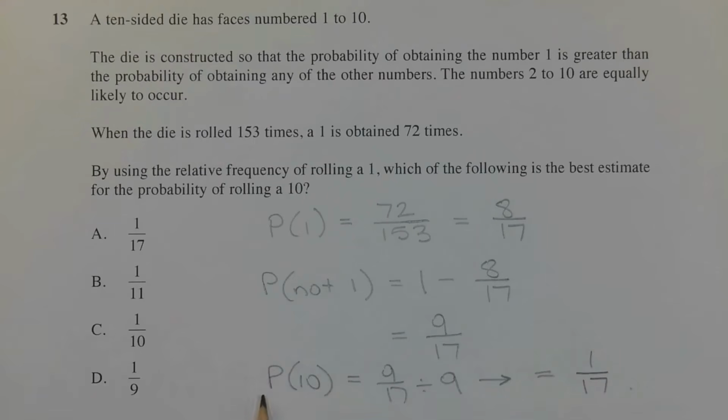So the probability of rolling a 10, which is equal to the probability of rolling a 9, an 8, a 7, and so on, is 9 over 17, because that's the sum of the probabilities of all those outcomes other than 1. Dividing that by 9, we get 1 over 17. Therefore, the correct answer is option A.